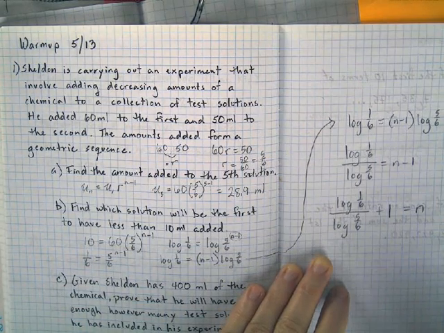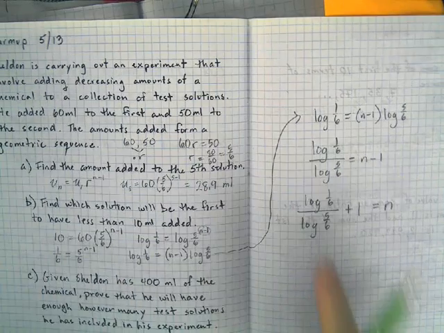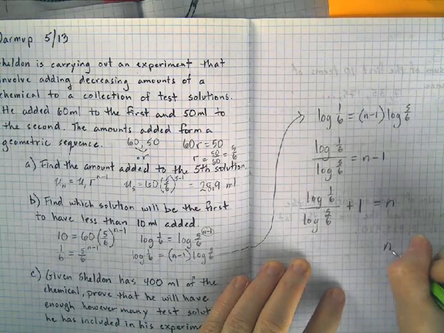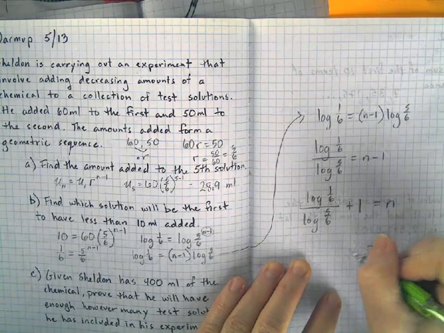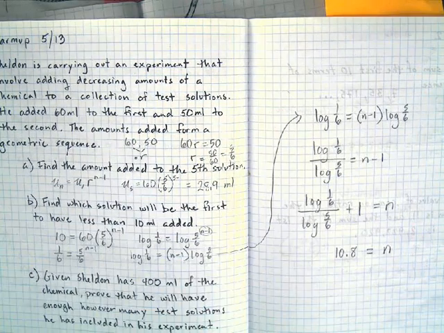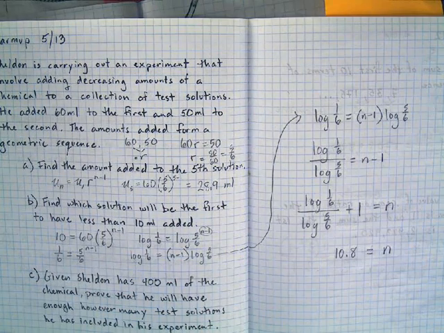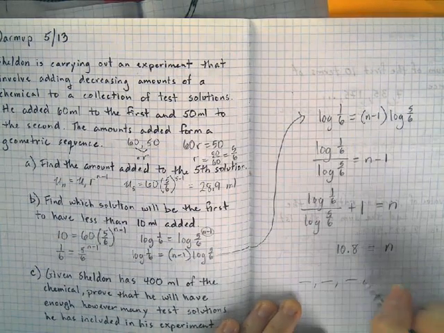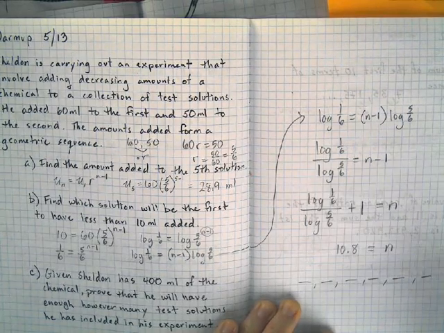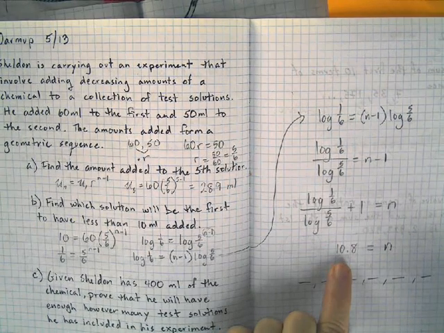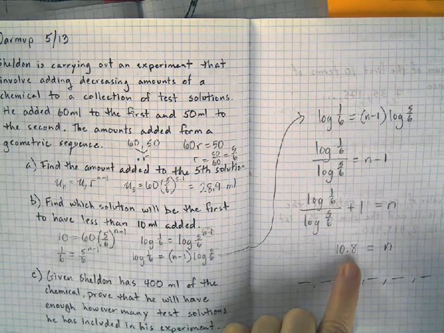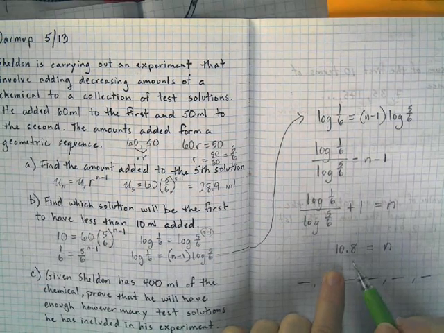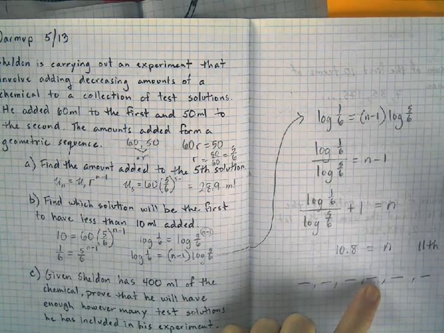Okay, so then I'm just going to put that into my calculator. And if I put that into my calculator, I get n is equal to 10.8. Okay, there's no such thing as the 10.8th term. That doesn't exist. Because there's either the first term, second term, third term, fourth term, fifth term, sixth term, etc. So if it equals 10 milliliters at term 10.8, which doesn't exist, it's going to be less than that at the whole number term after that. So it's going to be the 11th solution.